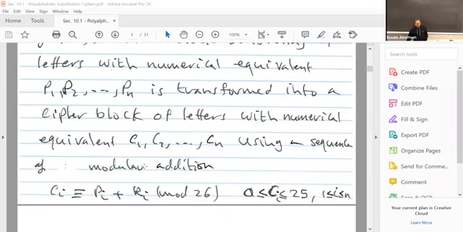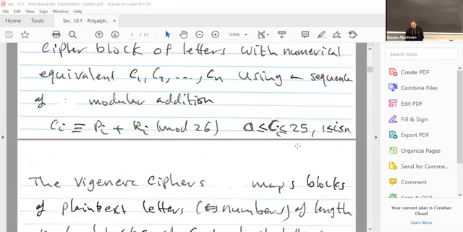So in general, we're going to come up with the cipher text whose numerical equivalent is this sequence, C1 up to Cn, where C sub i is obtained by adding P sub i to K sub i mod 26. And then, of course, we adjust the C sub i's to be between 0 and 25.